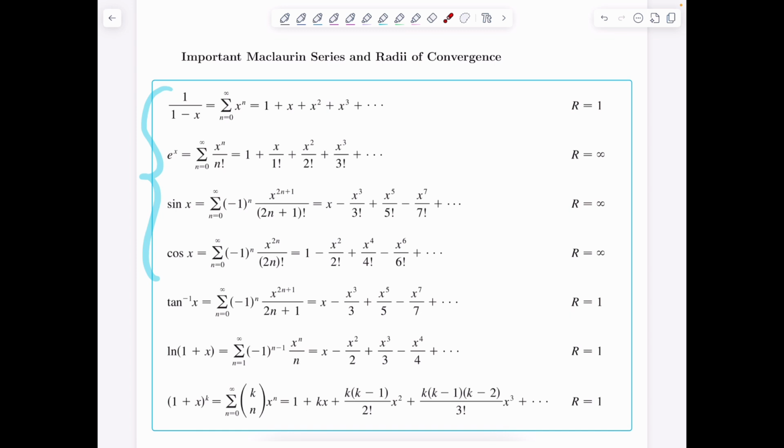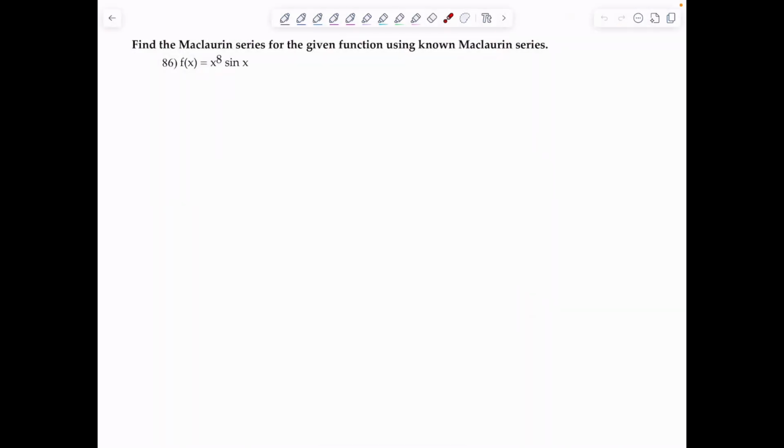So I'm going to be referencing these now to do the following examples because the directions tell us that we can use known Maclaurin series. So we don't need to work with the definition and start from scratch. We can manipulate one of these guys. So the directions say find the Maclaurin series for the given function using known Maclaurin series, and we have f of x equals x to the 8th times sine of x. So looking through, I go, okay, well, what's a Maclaurin series that I know that's involved here that I could use as my starting off point? And it's sine of x.